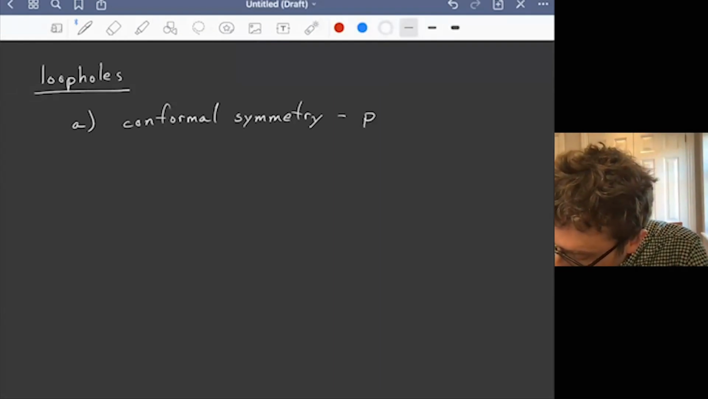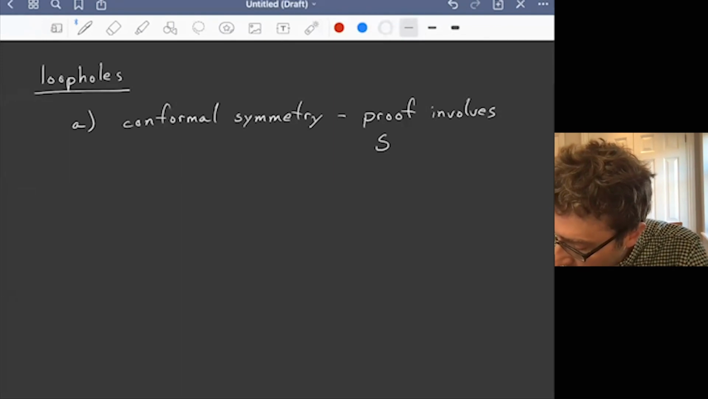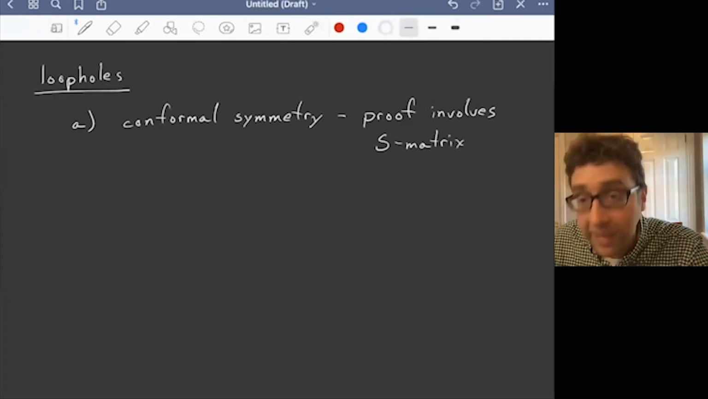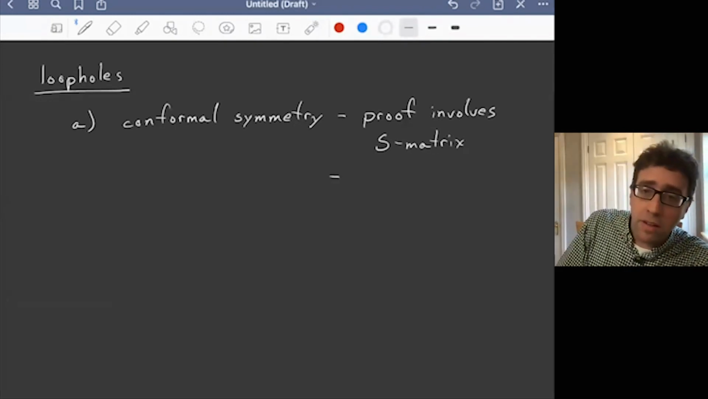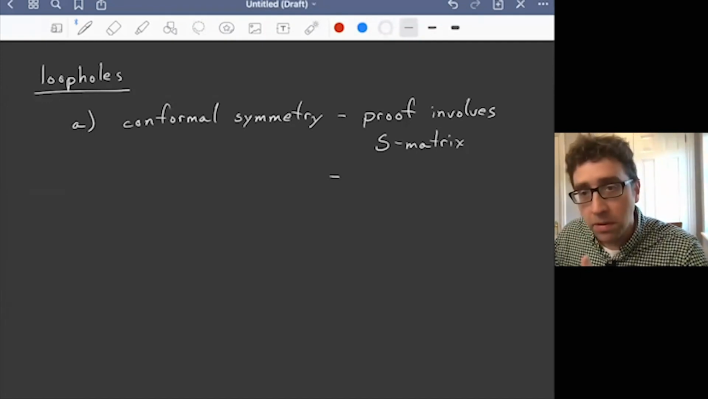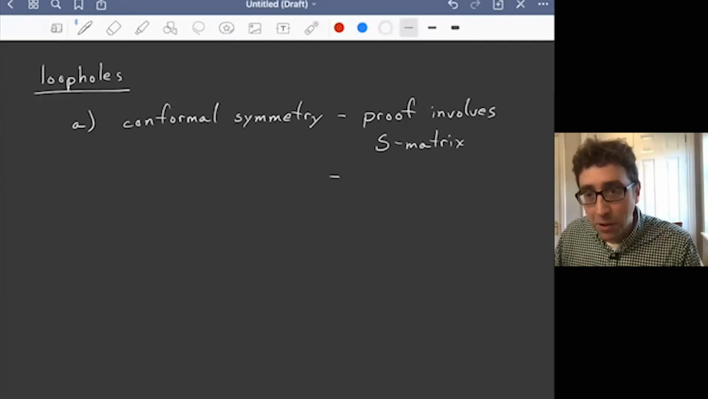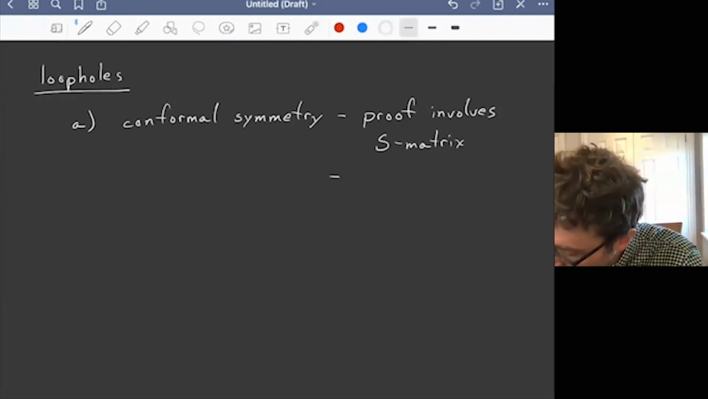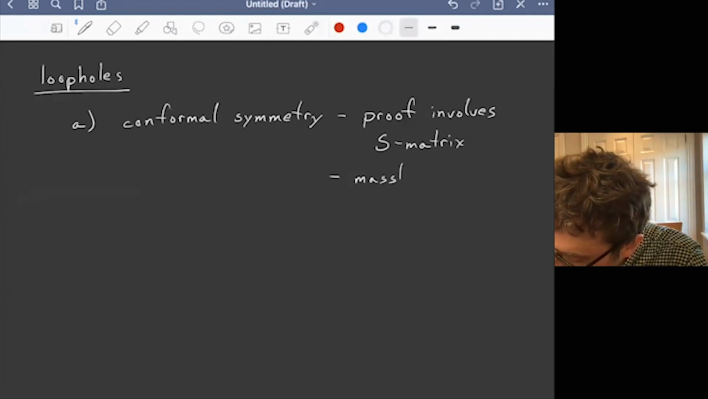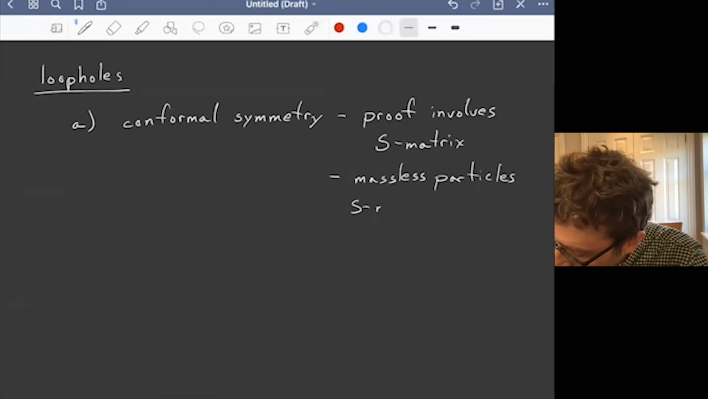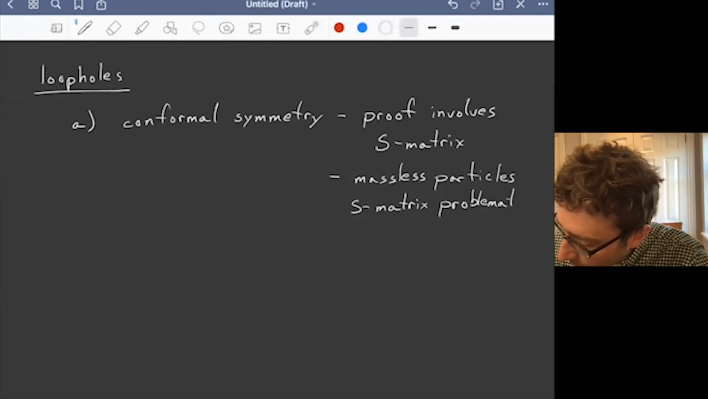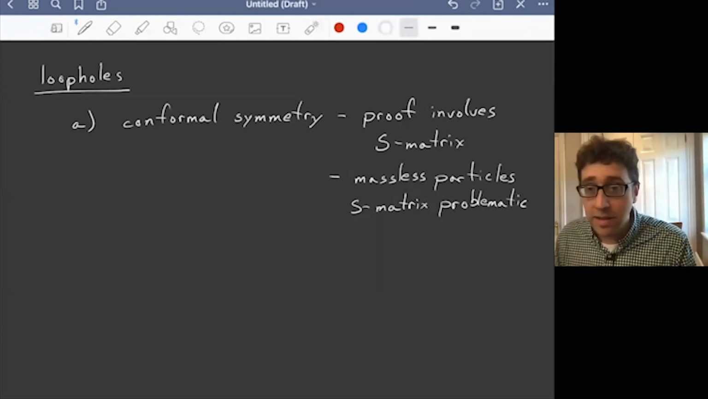Well, it turns out if you look at the proof in detail, the proof involves looking at the S matrix, or scattering matrix, for particles in the theory. And if you try to define an S matrix for massless particles, you run into some trouble with infrared divergences. It's hard to really get to long distance if you have massless particles. So with massless particles, the S matrix, let's just say it's problematic. There are ways of defining an S matrix for massless particles, but that definition is not part of the Coleman-Mandula theorem.